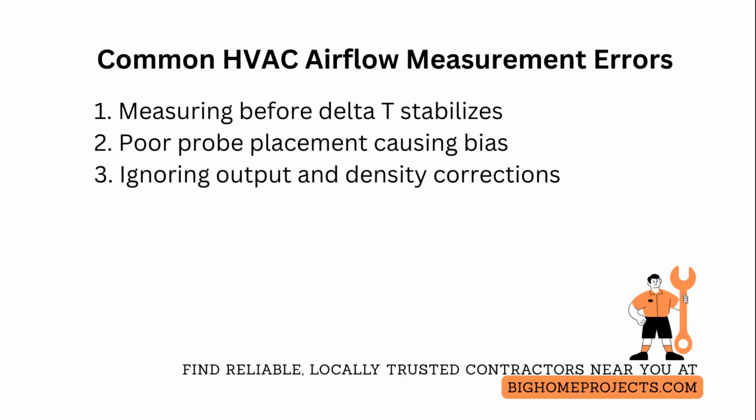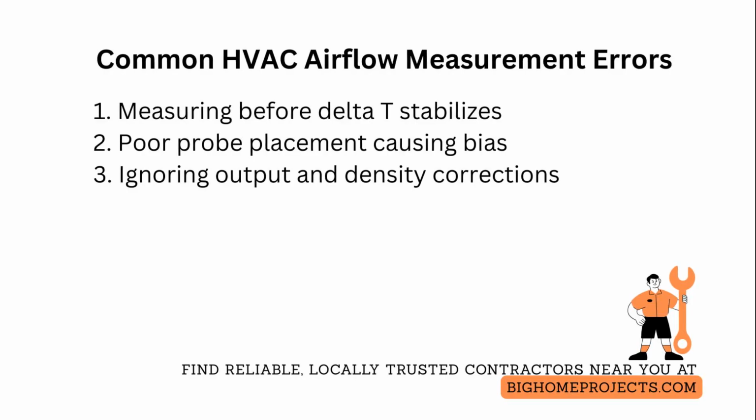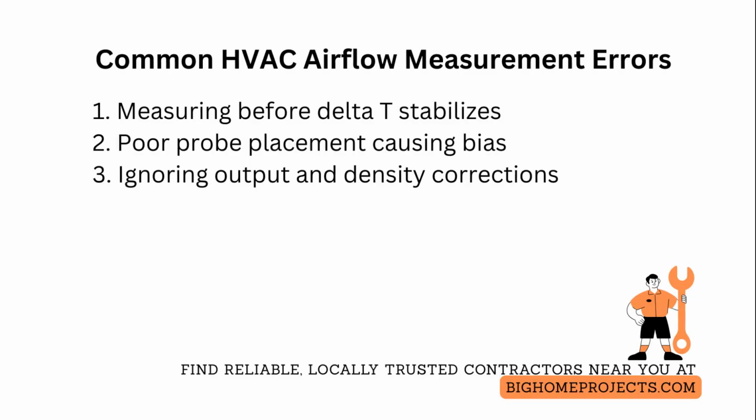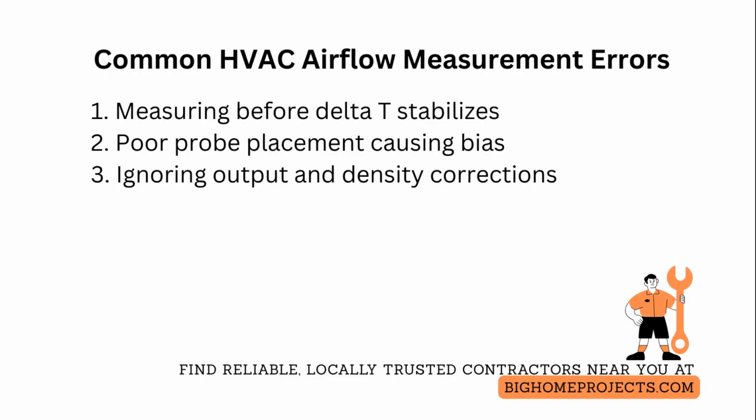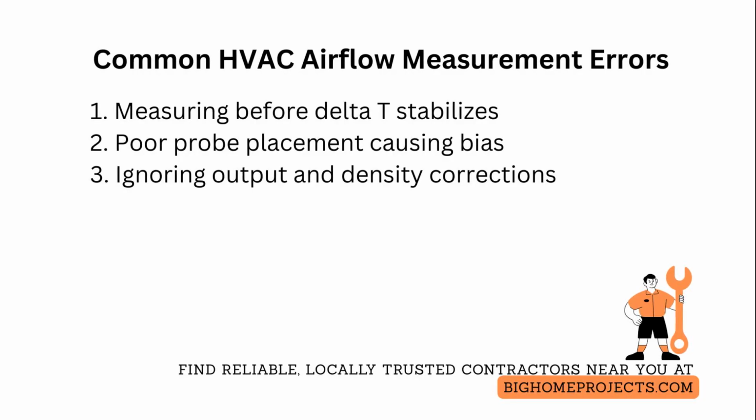One of the top mistakes in airflow measurement with the HVAC temperature rise formula is taking readings before temperature differential stabilizes, which skews airflow cubic feet per minute low or high. Fix it by waiting for steady state, confirming 3 repeatable temperature differential readings within half a degree, and avoiding measurements during stage changes or defrost.